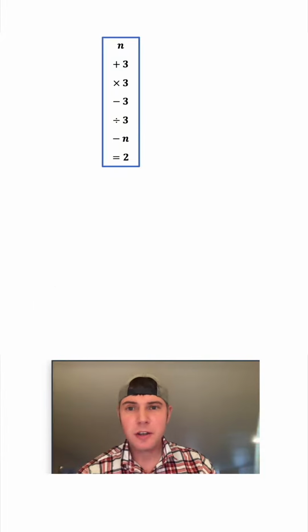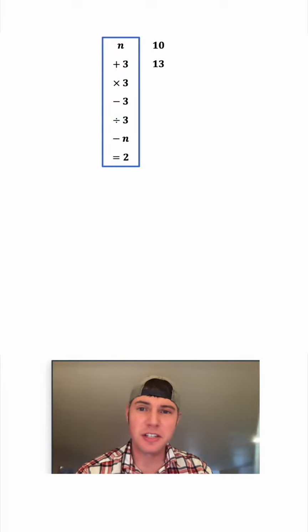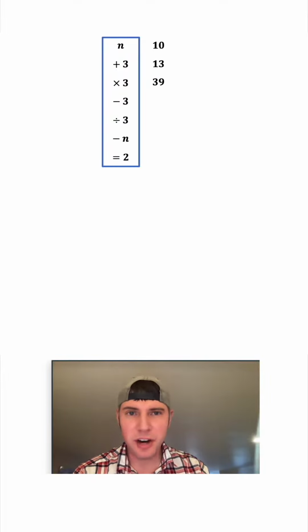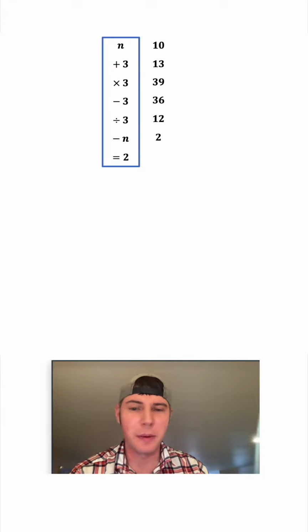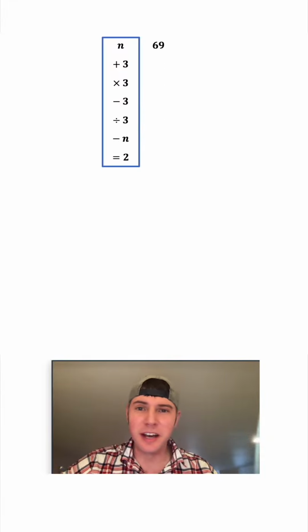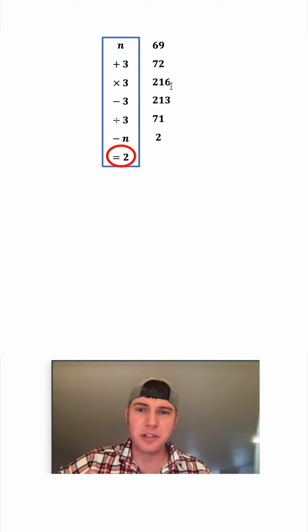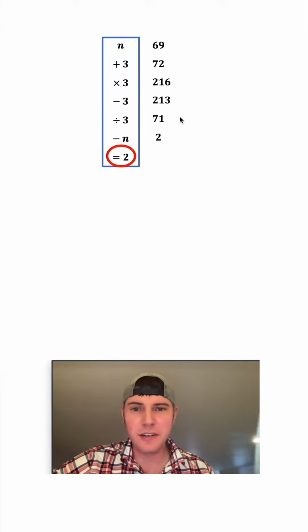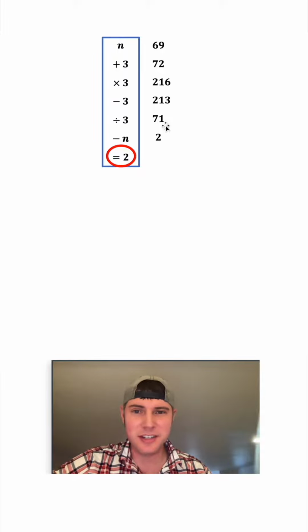no matter what. So if we start with 10, we add 3 is 13, multiply by 3 is 39, subtract 3 is 36, divide by 3 is 12, and then subtract the original 10, we go back to 2. Or we can do it with 69. Add 3, we get 72, times 3 is 216, minus 3 is 213, divided by 3 is 71. Subtract that 69, we're back to 2.